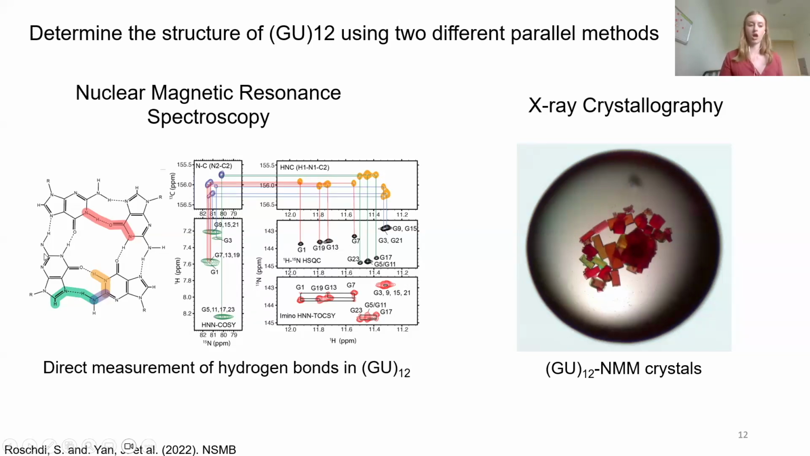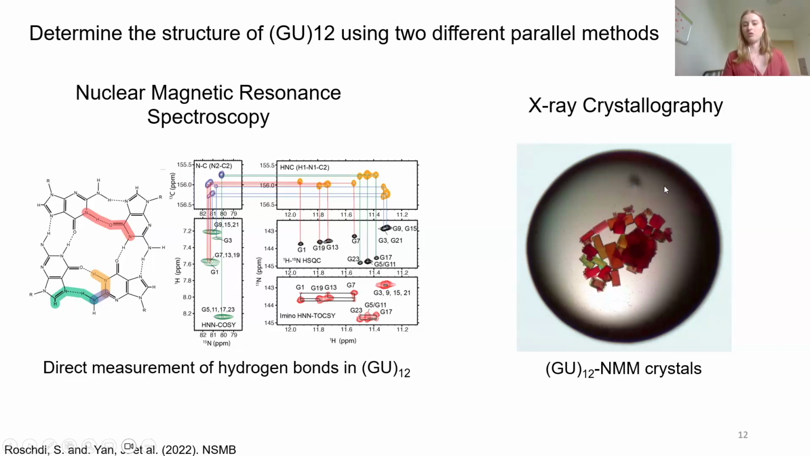So how the nitrogens, carbons, and hydrogens all are interacting with one another, how close or far apart they are. You can feed all this information into a machine, which will then help you build a model to fit those parameters. Here I'm showing you some example NMR data where we were able to specifically measure the hydrogen bonds in our G quartets to help build our model.